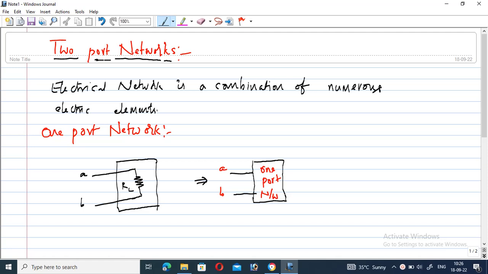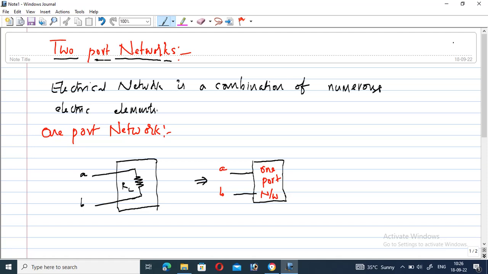Generally, network means that when a number of impedances are connected together to form a system, that system is used for some specific application, right? So that is generally called a network. Simply, if you want to define an electrical network, it is a combination of numerous electric elements. So let us see first what is meant by a one port network.